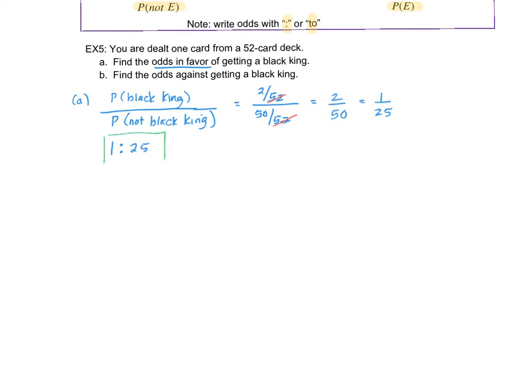Or I could use the word "to": 1 to 25. So why do we need both of these? Well, again, we'll go back to gambling because that's always fun.